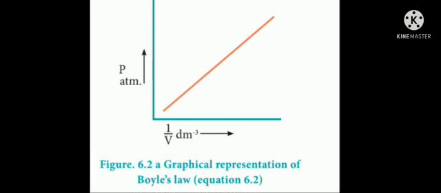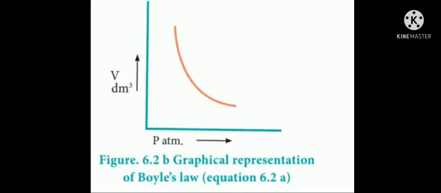Boyle's law is also given by graphical representation. This is the graphical representation of Boyle's law from the expression pressure is inversely proportional to volume, or P is inversely proportional to V. Here the x-axis is given by 1 by V, and the y-axis is given by P. It gives a straight line.